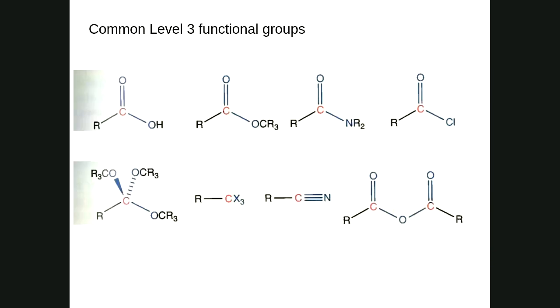These are again another set of functional groups. Some of them may be more familiar to you than others, which are in this case level 3. And again, if you look at the carbon in red, you will see that this carbon has 3 bonds to heteroatoms that are more electronegative than carbon itself.